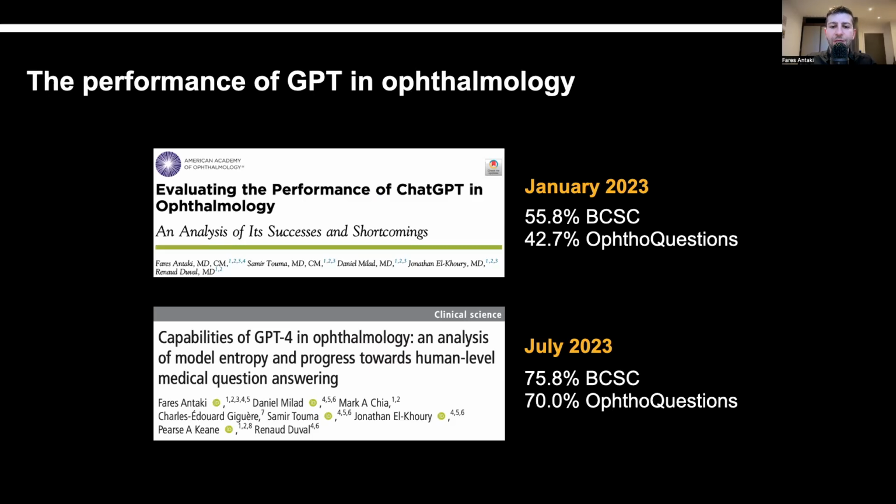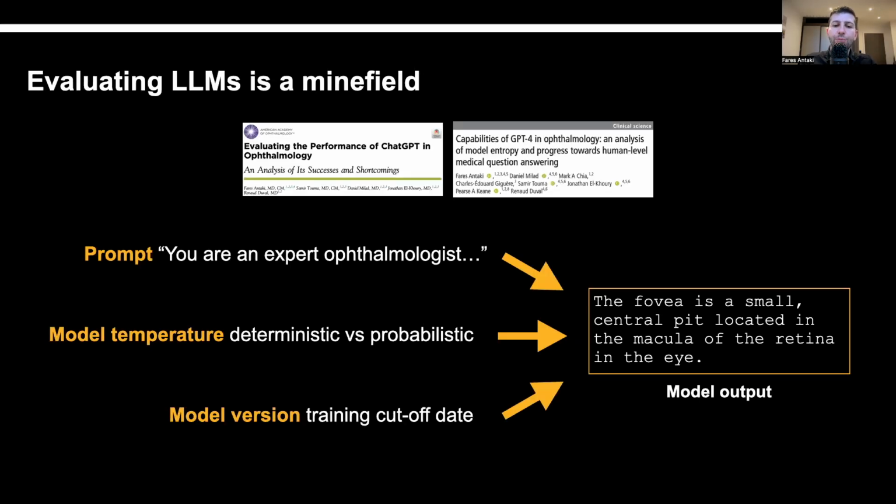In 2023, we published seminal work in ophthalmology science, followed by a publication in the British Journal of Ophthalmology, where we showed improvement of GPT-4 models in answering ophthalmology questions. GPT 3.5 scored around 50% in January 2023, and 6 months later, in July 2023, the performance increased significantly to more than 70%.